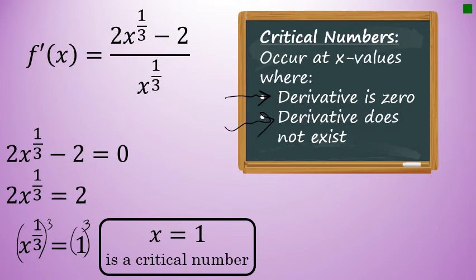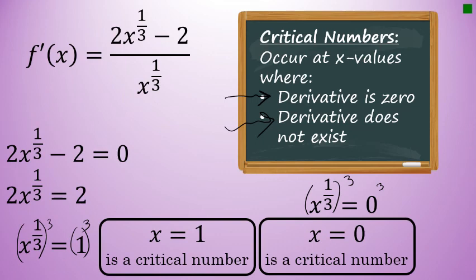Division by 0 is undefined, so when your derivative is a fraction, like this one, the derivative will not exist when the denominator equals 0. So to find the remaining critical number, we'll set the denominator of the derivative, x to the 1/3, equal to 0. This equation can be solved in one step. Like the other equation, x can be isolated by raising both sides of the equation to the third power. And since 0 to the third power is still 0, I have x equals 0, which is the x value where this derivative doesn't exist, meaning that x equals 0 is also a critical number.